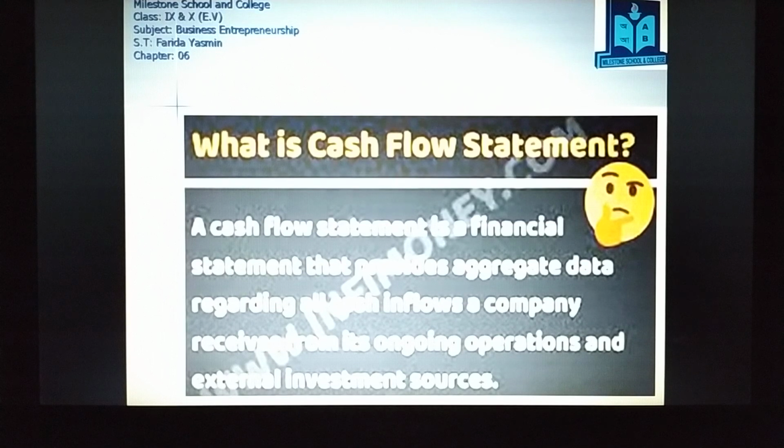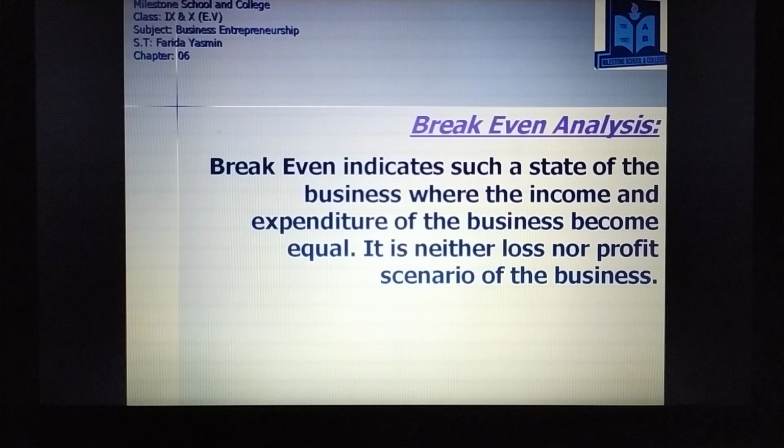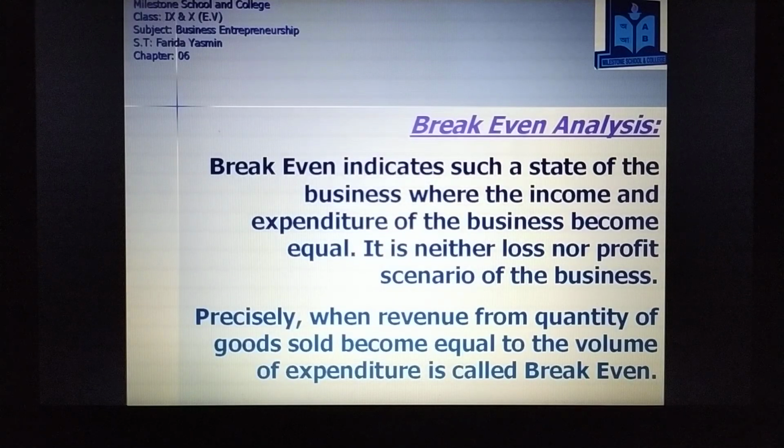Now, another important topic of today's chapter is break-even analysis. Break-even indicates a state of the business where the income and expenditure of the business become equal. It is neither a loss nor a profit scenario. Precisely, when revenue from the quantity of goods sold becomes equal to the volume of expenditure, it is called break-even. Students, I wish it will be more clear to understand if you watch the following video carefully.